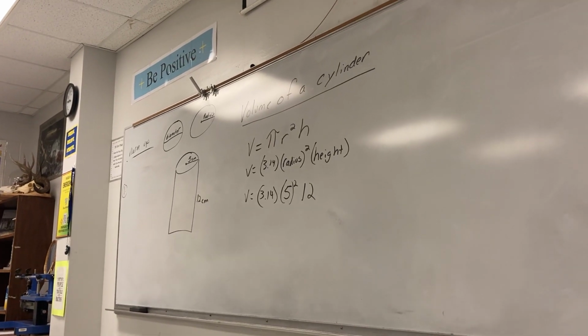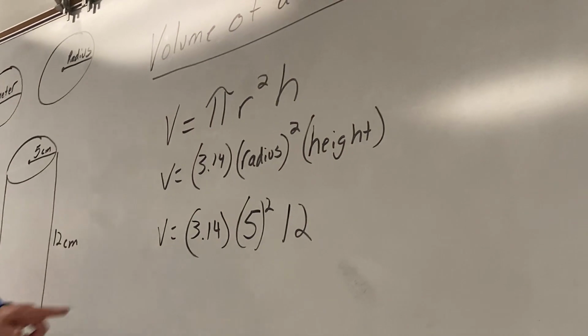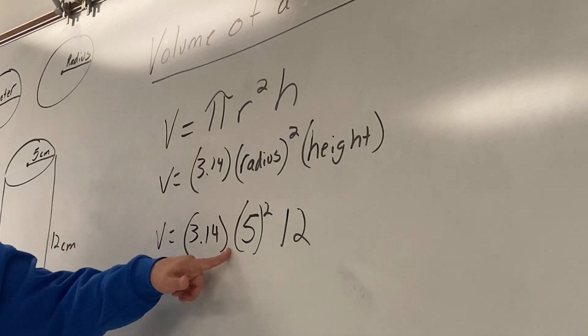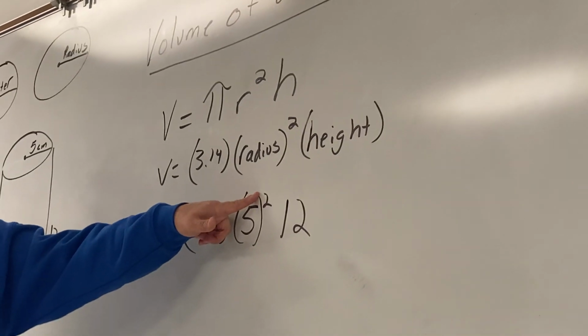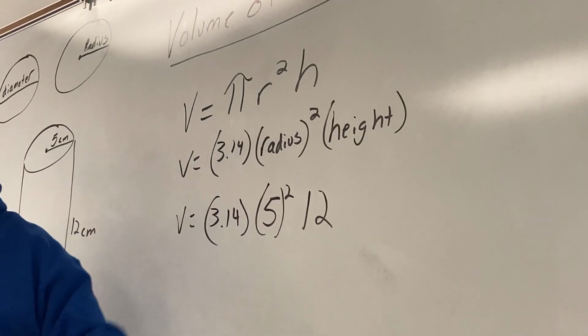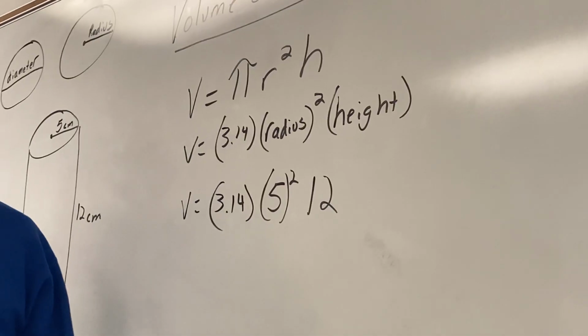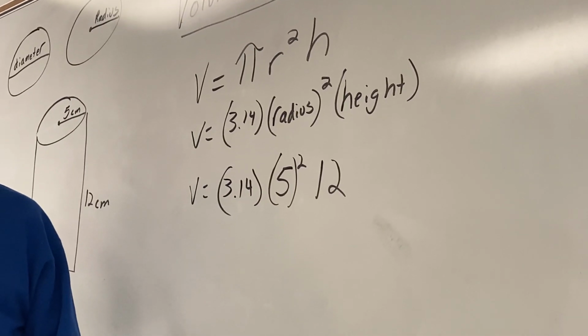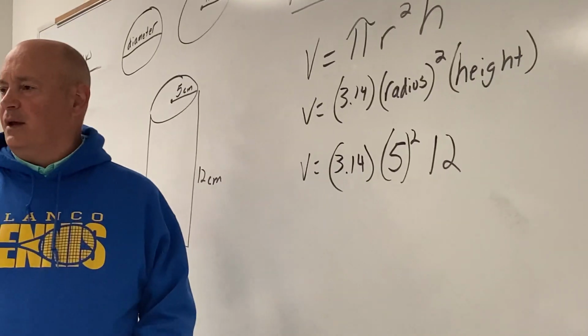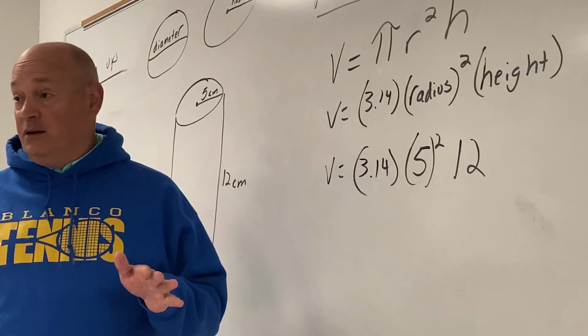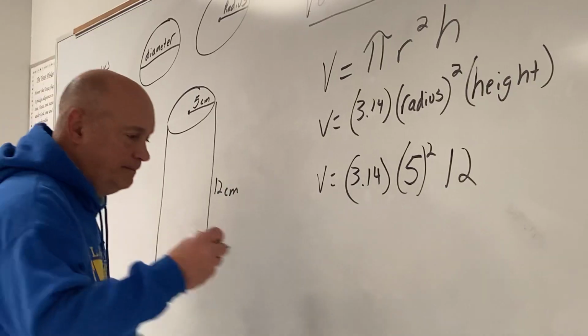Everybody type in 3.14 times 5 squared times 12. Hit enter. I haven't asked for an answer yet. We're going to let Angel tell us what he's got. 942. 942 even? No decimal? Sweet.